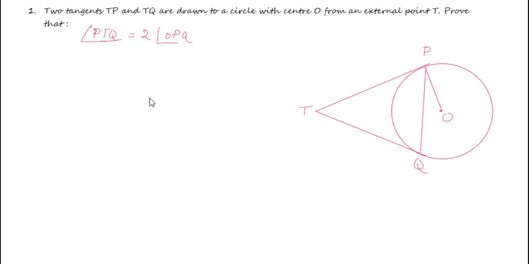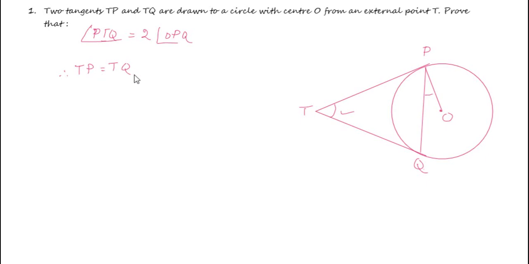Let us solve some problems now. 1. Two tangents TP and TQ are drawn to a circle with the center O from an external point T. Prove that angle PTQ, that is this angle, is 2 times angle OPQ, that is this angle OPQ. What is given? TP and TQ are two tangents to the circle from an external point T. Therefore, you have TP equal to TQ.